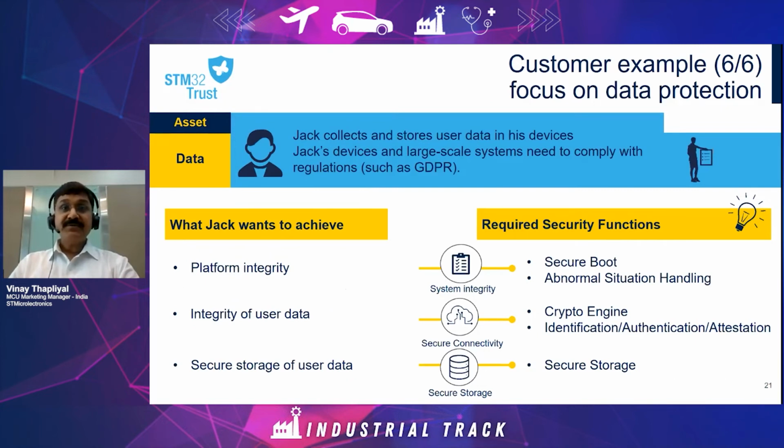And one more final example, which is focusing on data protection. So here the asset is data. Jack collects and stores user data in his devices. Jack's devices and large-scale system need to comply with regulations such as GDPR. So what does Jack want to achieve? Platform integrity, integrity of user data, and secure storage of user data. And the required security functions would be at system integrity level, secure boot, abnormal situation handling, secure connectivity like crypto engine, identification, authentication, attestation, and at secure storage level, secure storage.